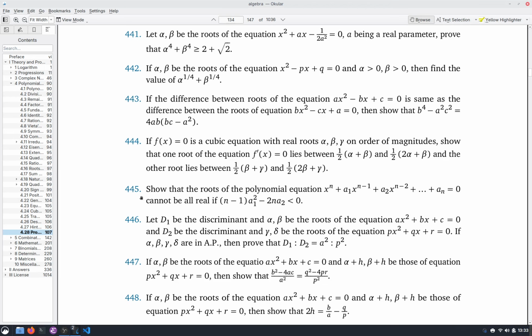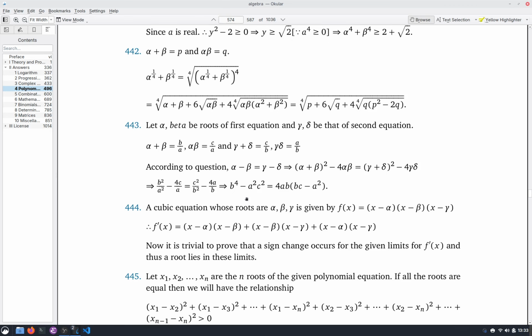So now we move on to question 445. Show that the roots of the polynomial equation x to the power n plus a1 x to the power n minus 1 plus a2 x to the power n minus 2 up to an is equal to 0 cannot be all real if (n minus 1) a1 square minus 2n a2 is less than 0.